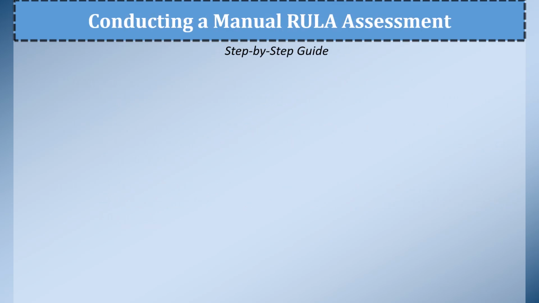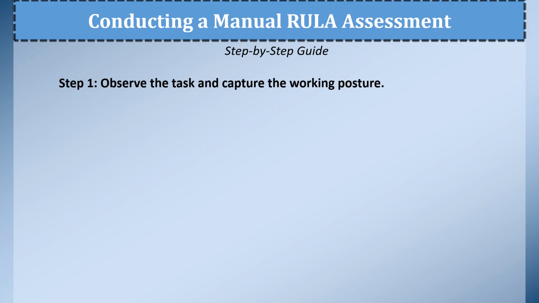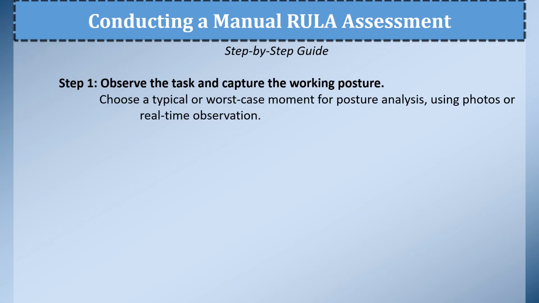Conducting a manual ROLA assessment. Step-by-step guide. Step 1. Observe the task and capture working postures. Start by watching the worker perform the task normally and either take a photo or note the postures during peak strains. It is important to avoid artificial poses. Capture what actually happens during regular work.